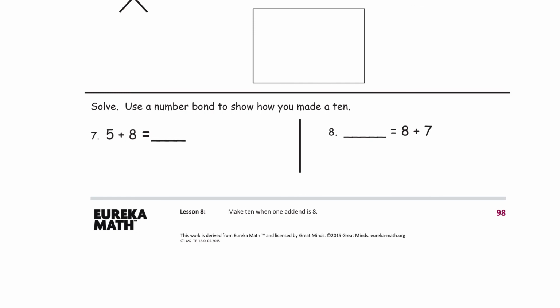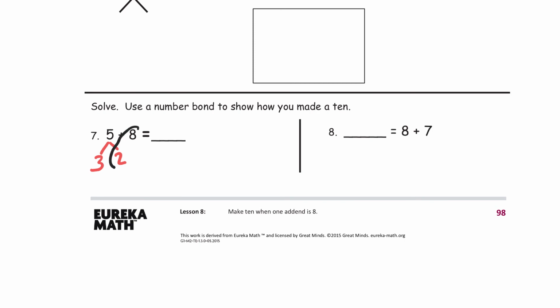Now on number 7 and 8, it reads, solve, use a number bond to show how you made a 10. So it's going to be pretty straightforward. We don't have to draw out the dots on this one. This one we just need to make our mini number bond. And we know that on our 8, we have to add 2 onto it to make 10. So if I take 2 out of my 5, that's going to leave me with 3.